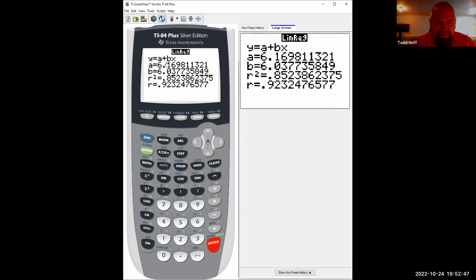And notice there it gives us the regression equation. A is 6.16981, which is what we found. B, the slope, is 6.03774, exactly what we found. Now, your calculator might not give the R squared and the R value down here. Let me show you why, and let me show you how to fix that.